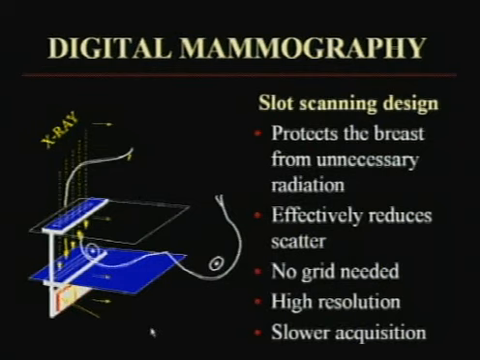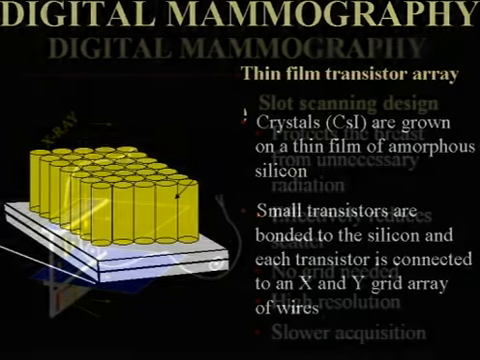But this construct is very effective in eliminating scatter, so much so that this is the only system that does not utilize a grid. The lack of a grid means that the dose is extremely low, and those are the advantages of this system. It also gives exquisitely detailed images.